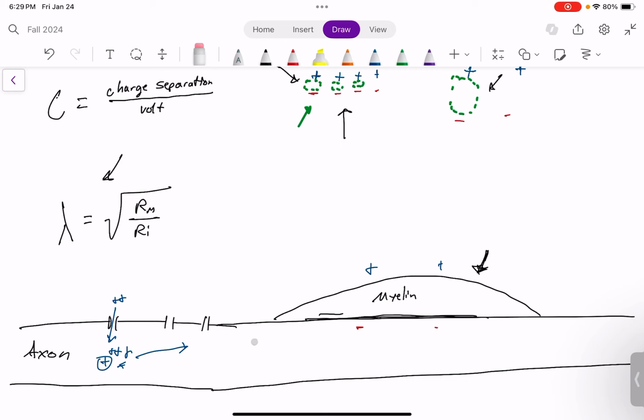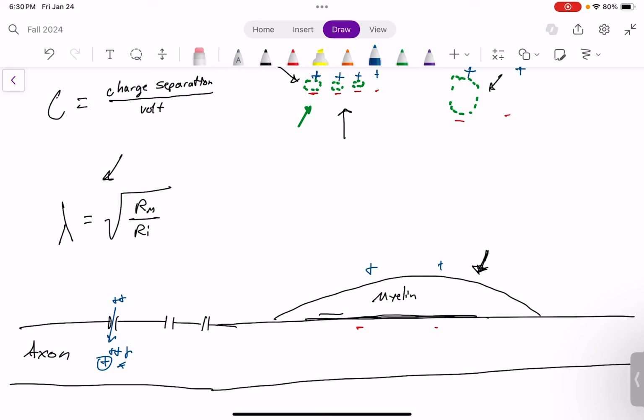Now, if this length constant, if the electrical field can be felt further along, that means that the signal can travel faster and happen and travel a longer way using less action potentials, and that's very helpful. And so the length constant, if we can make that as long as possible, that's great. And if we can keep capacitance down, that's awesome too, because then the cell has to do less work.